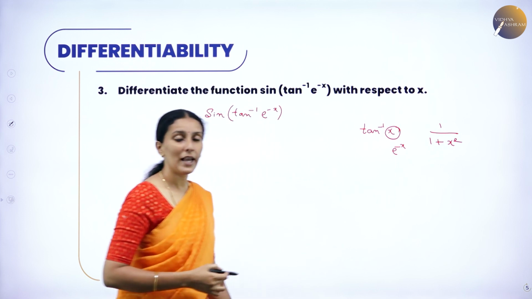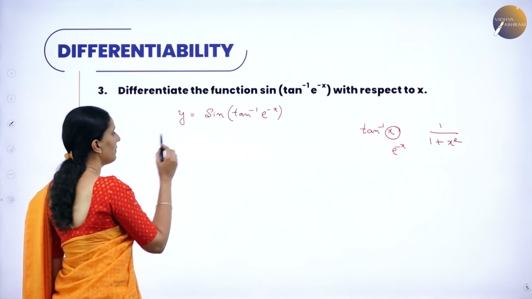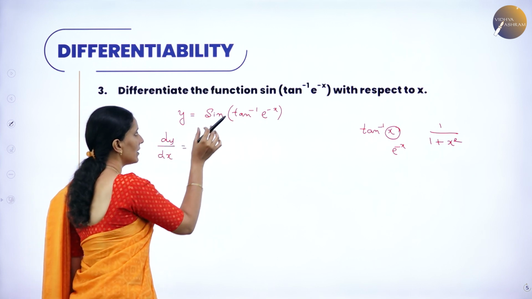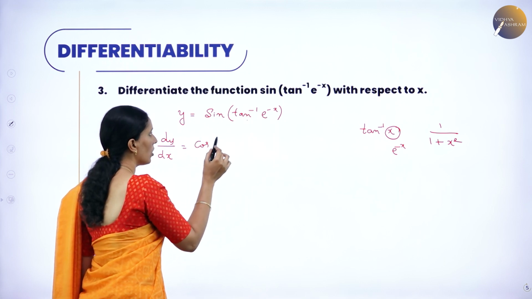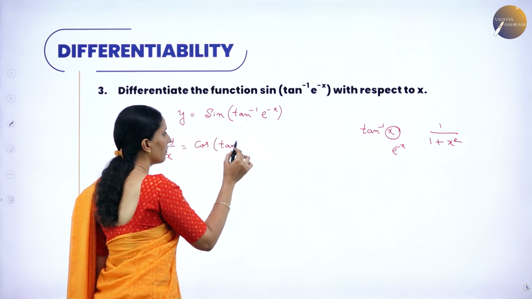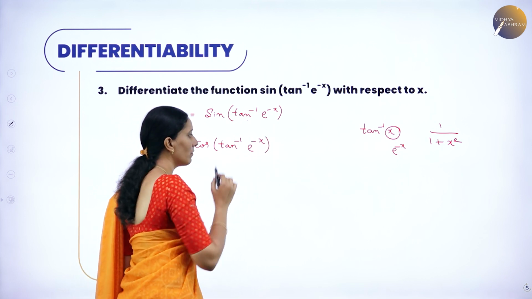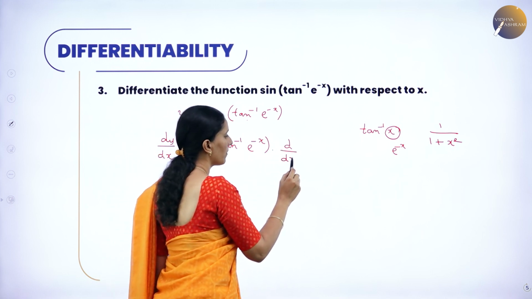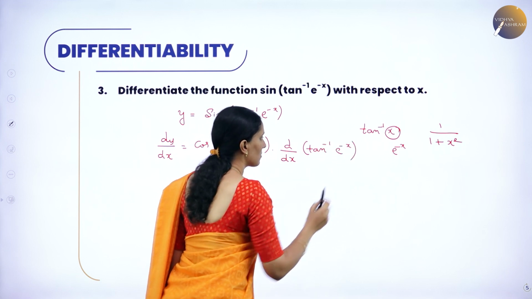So you have to replace the place of x with e power minus x there. So first derive sine, dy by dx. What is the derivative of sine of any variable? It is cos. So therefore, cos of tan inverse e power minus x. Now derive tan inverse e power minus x. So here d by dx of tan inverse e power minus x.